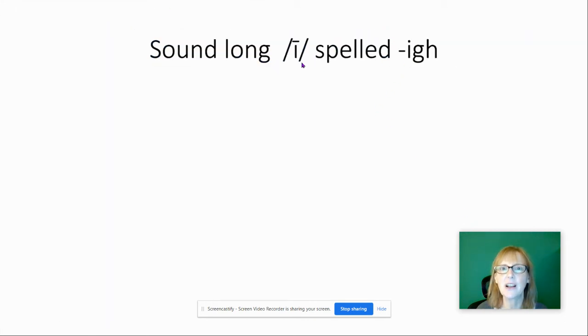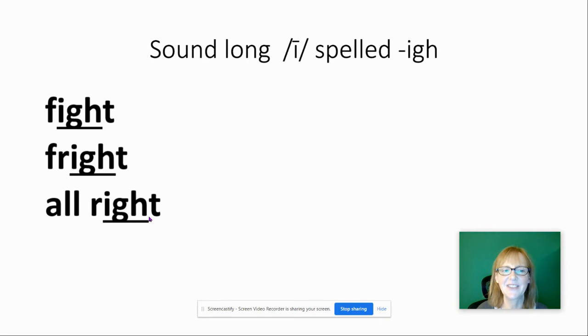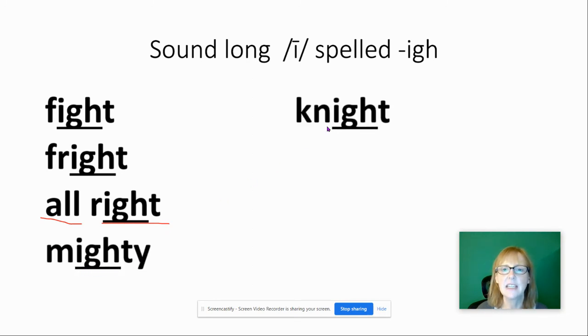Let's go to long I, spelled I-G-H. This one is fight. IGH in the middle there. Fright, IGH there. All right, IGH right there. Oh, and this, very importantly, they are 2 separate words, all right. Okay, in this case. Mighty, IGH is the long I sound. Knight, like the knight in shining armor, here's our silent K, and then IGH there to spell knight.